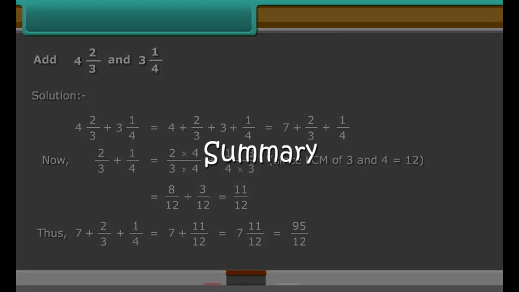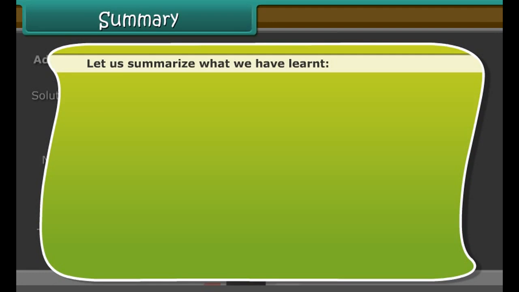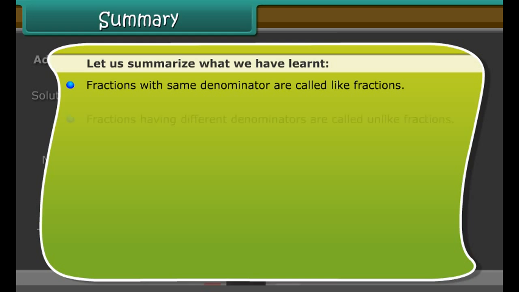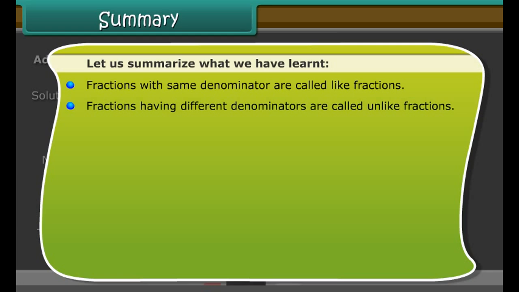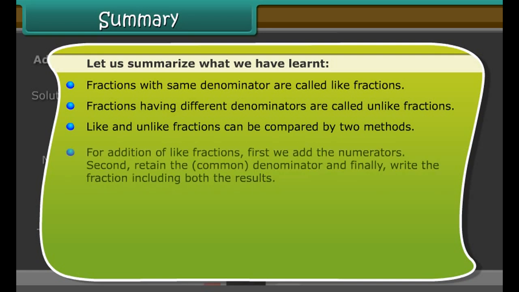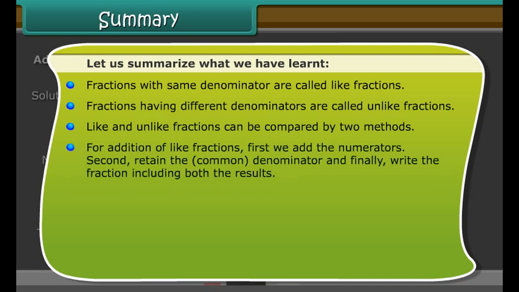Summary. Let us summarize what we have learned. Fractions with same denominator are called like fractions. Fractions having different denominators are called unlike fractions. Like and unlike fractions can be compared by two methods. For addition of like fractions, first we add the numerators, secondly, we retain the common denominator, and finally, write the fraction including both the results.